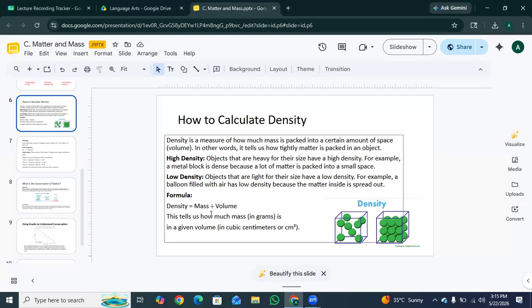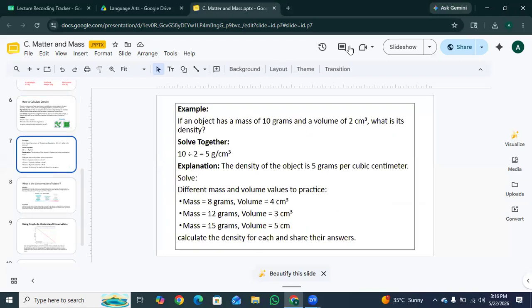Okay? So this is an example, and you have to read it and understand it to calculate the density for each and share your answers. Okay.